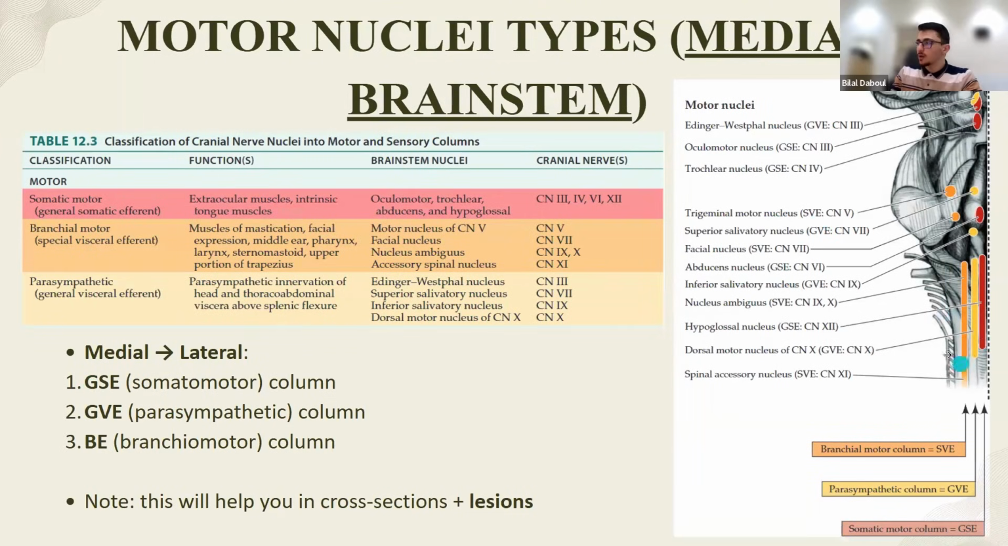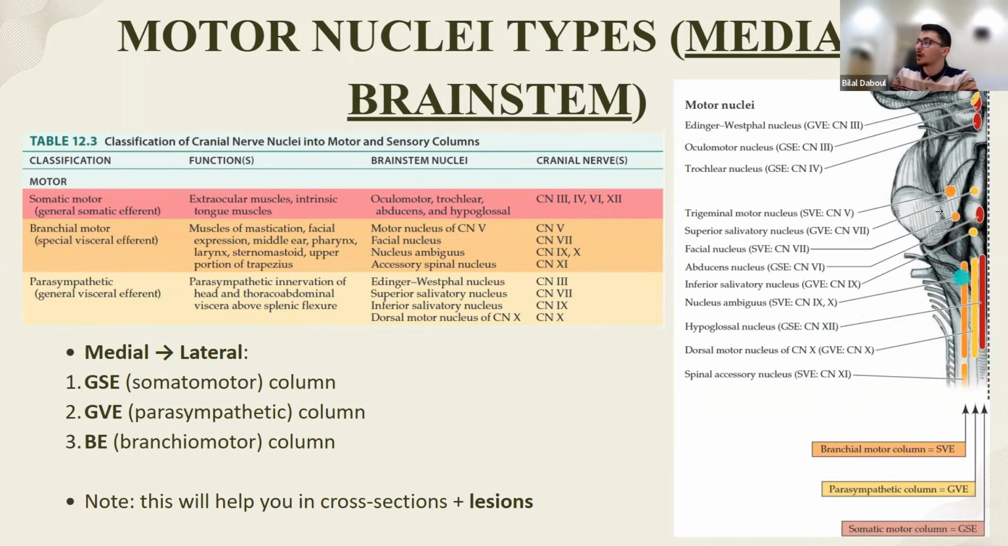In terms of nuclei at the level of the medulla, this is the most important one, arguably, the nucleus ambiguus. The nucleus ambiguus is motor to the muscles of the pharynx and larynx. So it's responsible for swallowing and talking, production of voice. If I have damage to the nucleus ambiguus, I would expect dysphagia and dysarthria. This is high yield. I'll be repeating this multiple times.